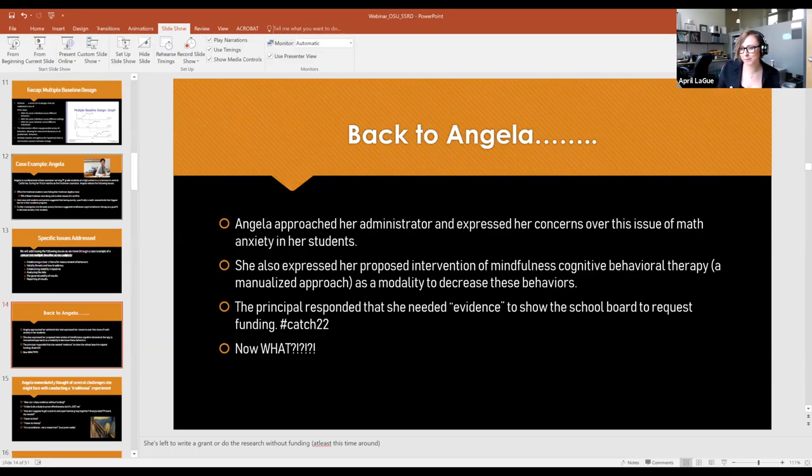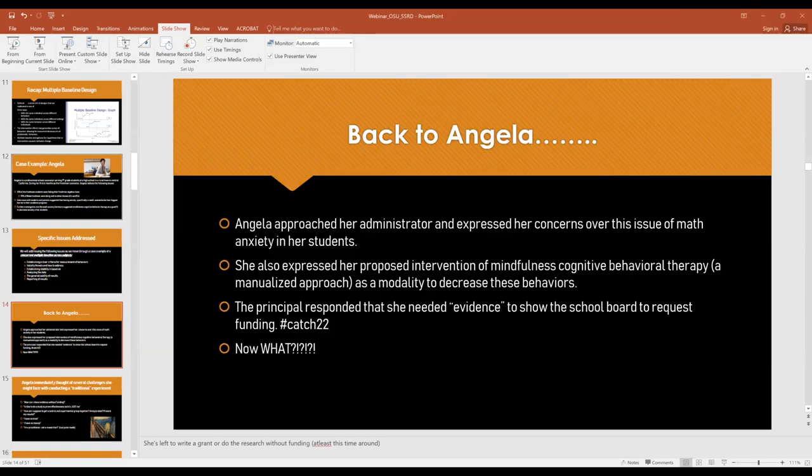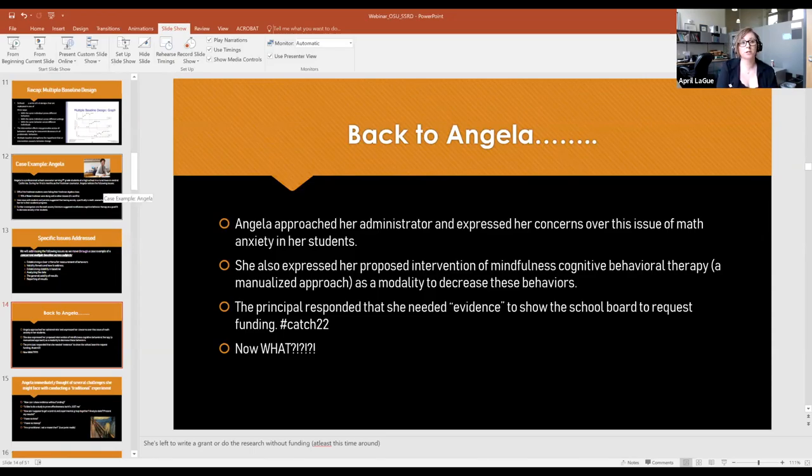Catch-22. She needs funding to get the evidence. Right, exactly. So thank you for that. She needs to perhaps buy materials, or sometimes as professors we have to buy out our classes, or as practitioners we have to just have time to do those things. And a lot of the time that requires funding. So now what does she do? What does Angela do as a counselor without funding, knowing there are these problems, having these roadblocks, and her supervisor says, show me the evidence.